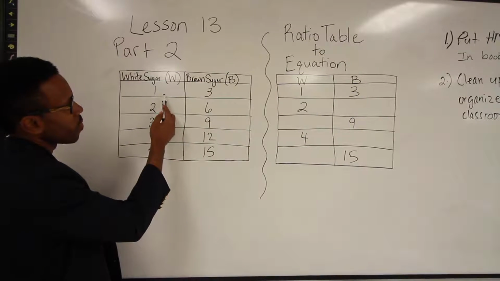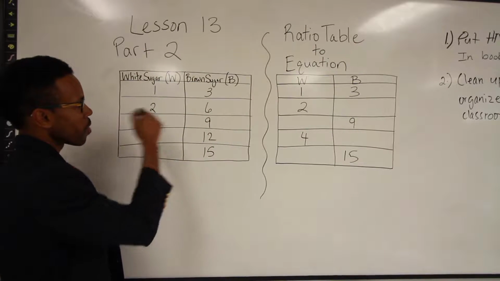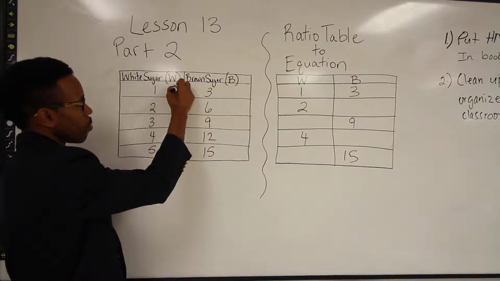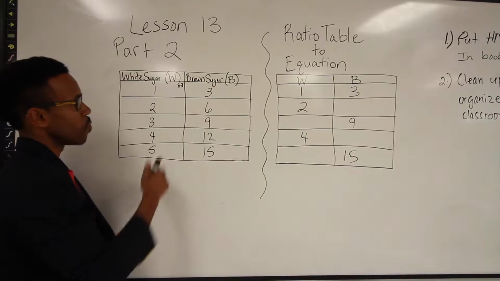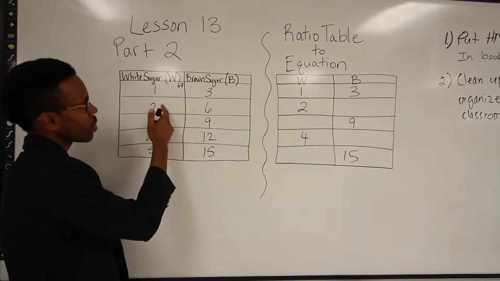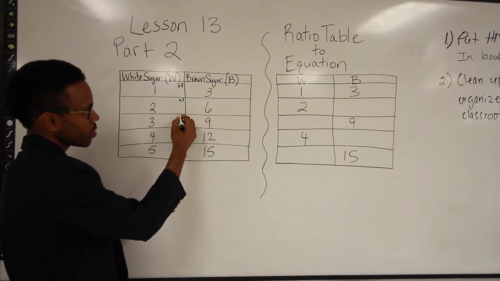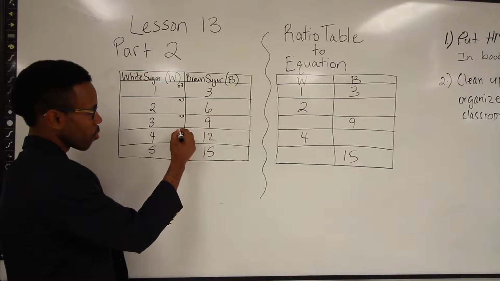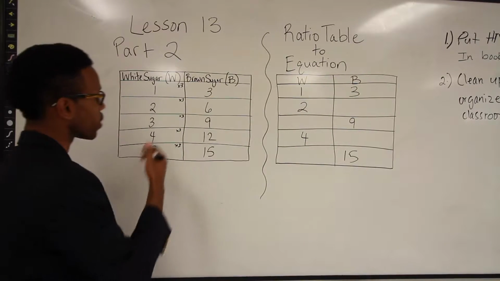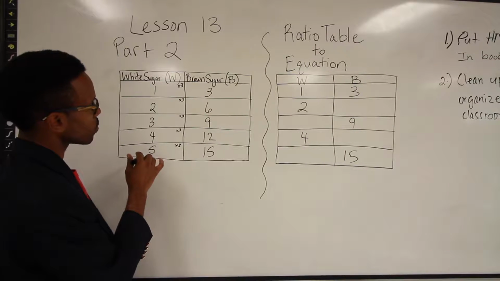We figured out that the ratio from white sugar to brown sugar was 1 to 3. We figured out how we get from 1 to 3 is by multiplying by 3, and we simply follow that rule all the way down the rest of the table. So we have 2. How do we get from 2 to 6? Multiply by 3. We continue to do the same thing all the way down. That was pretty easy. Most of you in class were able to catch that.